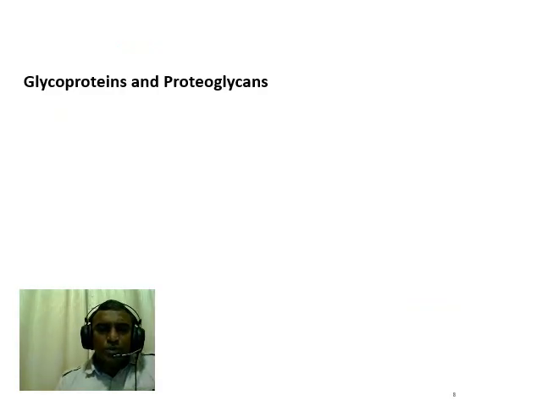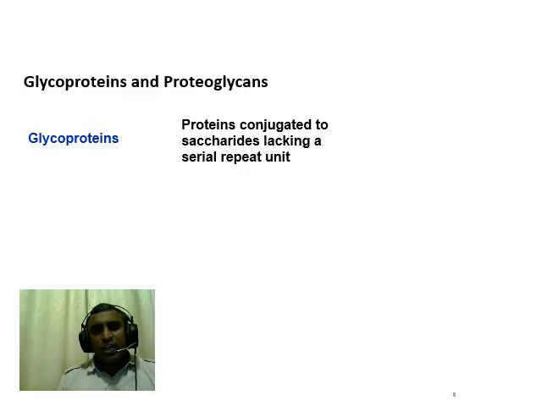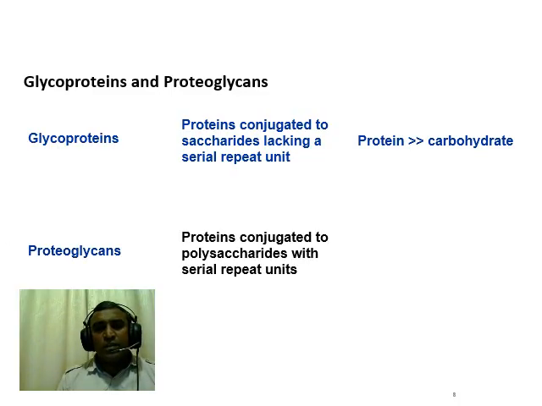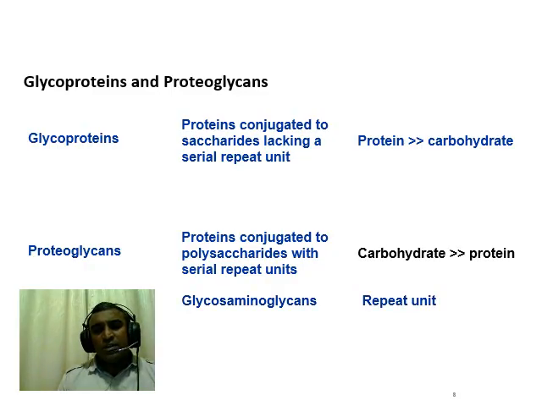Here is shown the difference between glycoprotein and proteoglycan. Glycoprotein does not have the serial repeat units of glycosaminoglycan, and compared to proteoglycan it has more protein than carbohydrate. Proteoglycans have these serial repeats referred to as glycosaminoglycan, or abbreviated as GAG, with more carbohydrate and less protein.